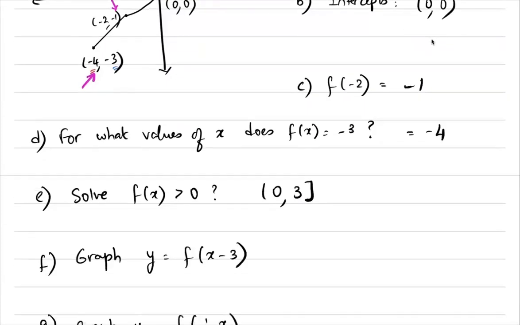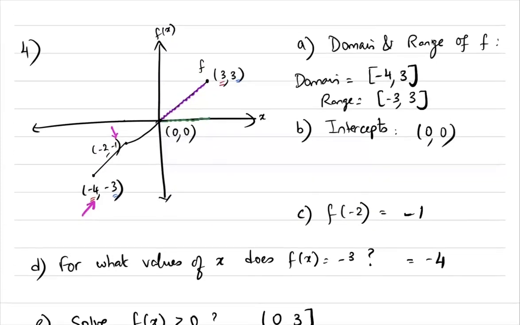Graph f of x minus 3. So x minus 3 takes my function or my graph to the right by 3 units. So every point moves 3 units to the right. So 0, 0 becomes 3, 0. 3, 3 becomes 6, 3. -2, -1 becomes 1, -1. -4, -3 becomes -1, -3.